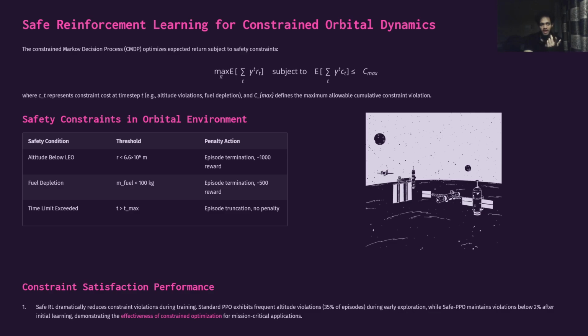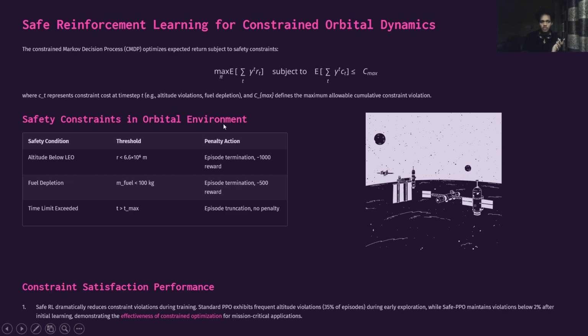Next, I have also implemented safe reinforcement learning. We already have this general reward and punishment mechanism inside our RL. But in the case of safe RL, I add extra constraints that ensure absolute safety. The thing is, we maximize the returns here, subject to extra constraints, where CT represents the constraint cost at time step t. So that's what we do.